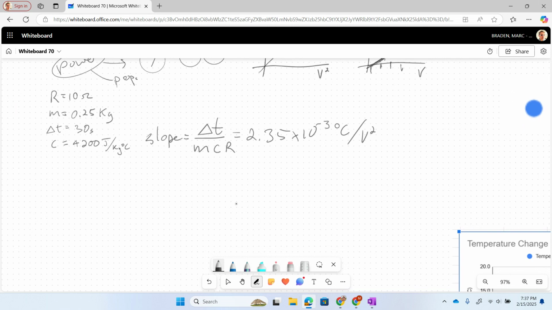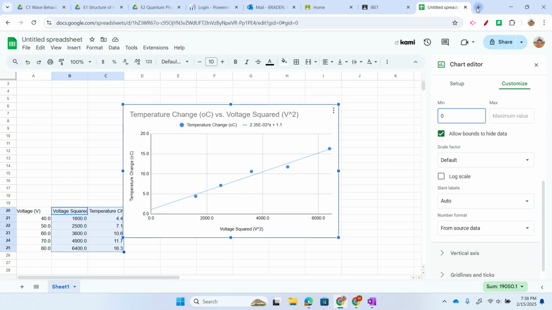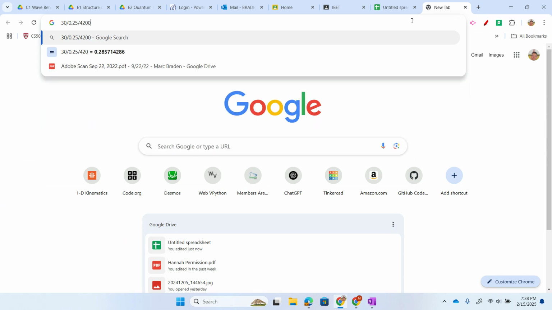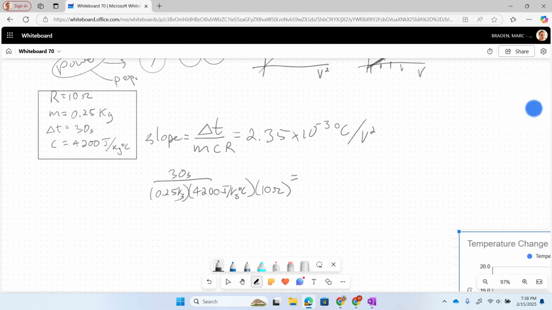So if we stick these numbers in that I have written down over here, then we can calculate what the slope should have been. So it should have been 30 seconds over a mass of 0.25 kilograms and a heat capacity of 4,200 joules per kilogram degrees Celsius and a resistance of 10 ohms. I don't have a calculator. What's that going to be? Something like that. Okay, 2.86 times 10 to the negative 3.